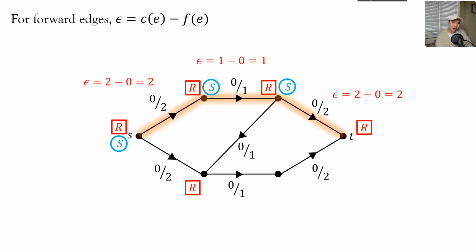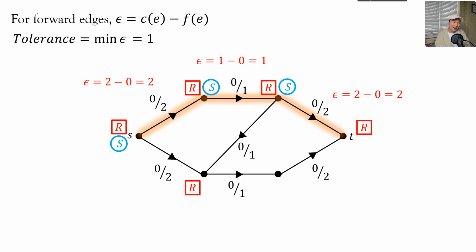Now I can calculate the tolerance of this path. In other words, what is my bottlenecking limit? Remembering that the tolerance is the minimum among these excess capacities. So the minimum between 2, 1, and 2, I get 1.